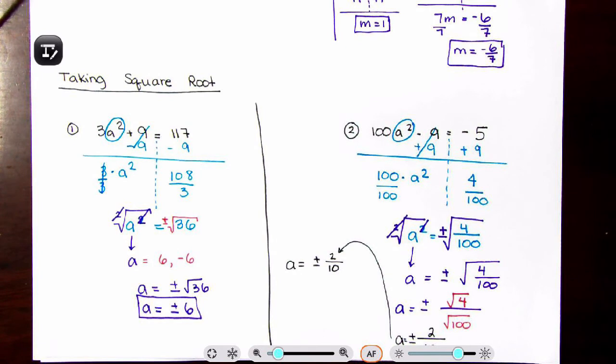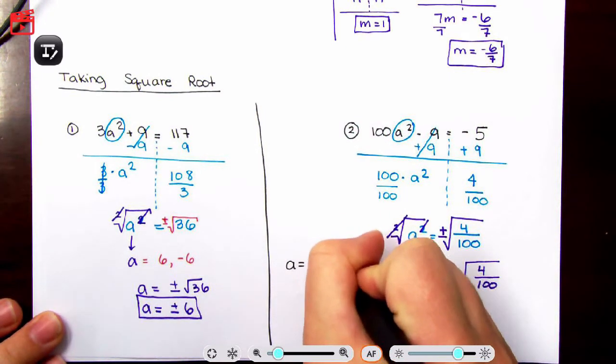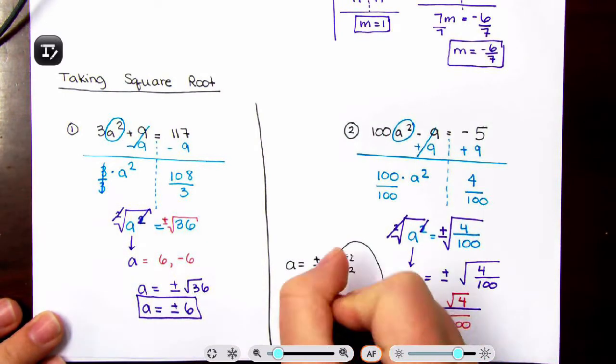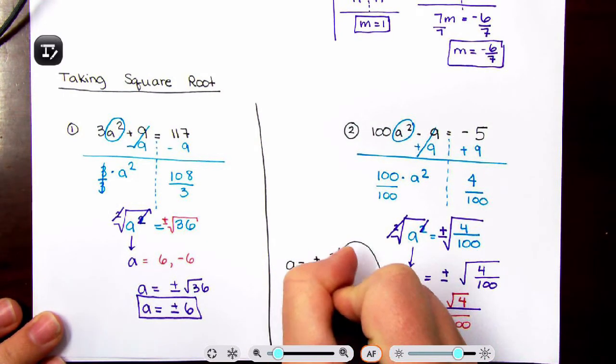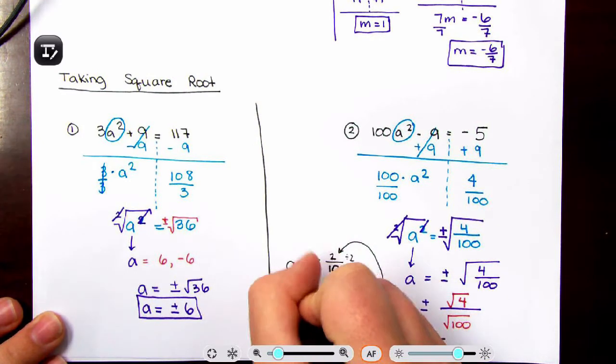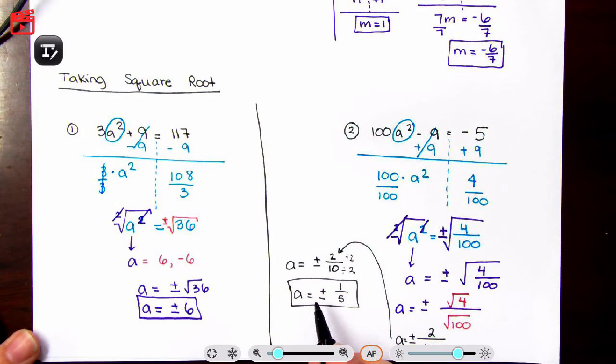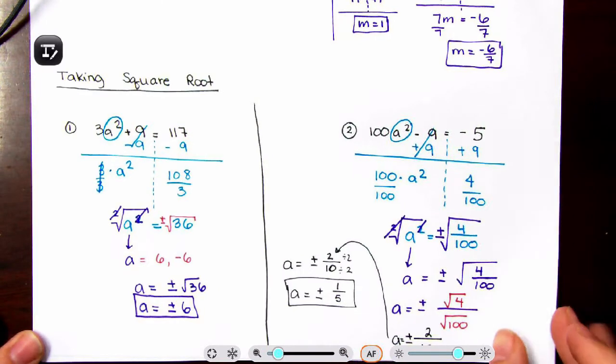simplified, because 2 can go into 2. 2 can also go into 10. So I'm going to simplify this fraction. So I have 1/5 as my final answer solution. With that plus and minus, make sure you have that plus and minus.